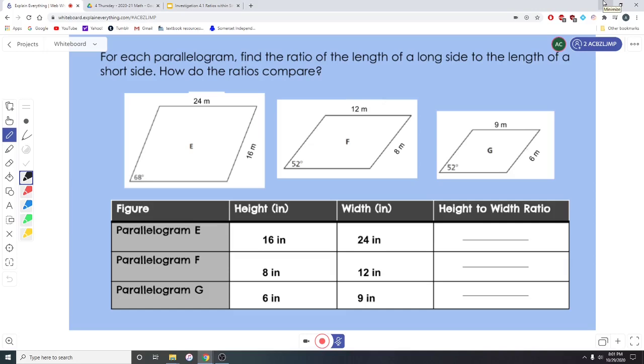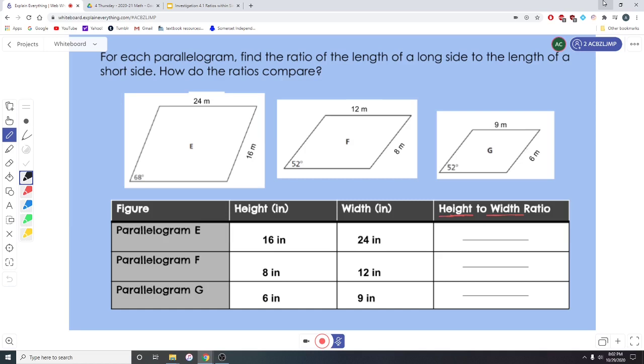So let's go ahead and talk about the ratios of these parallelograms. From the rectangles, we know if they have equivalent ratios that they are similar figures. Well, let's see which ones in this picture are equivalent ratios and which ones are similar. We're going to do the same thing and make a ratio of height to width.